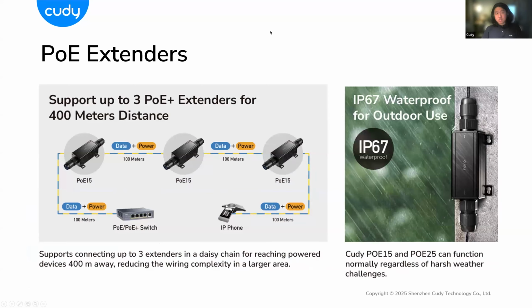Okay. Next, PoE extenders. PoE extenders are used for extending your PoE transmission distance, just as we have talked about in the topology. So there can be 3 PoE extenders within a chain. So you can have 400 meters distance between the end clients and your PoE switches or PoE adapters. And because it's mostly installed halfway, there are models that support the waterproof feature IP67, very capable for outdoor use.